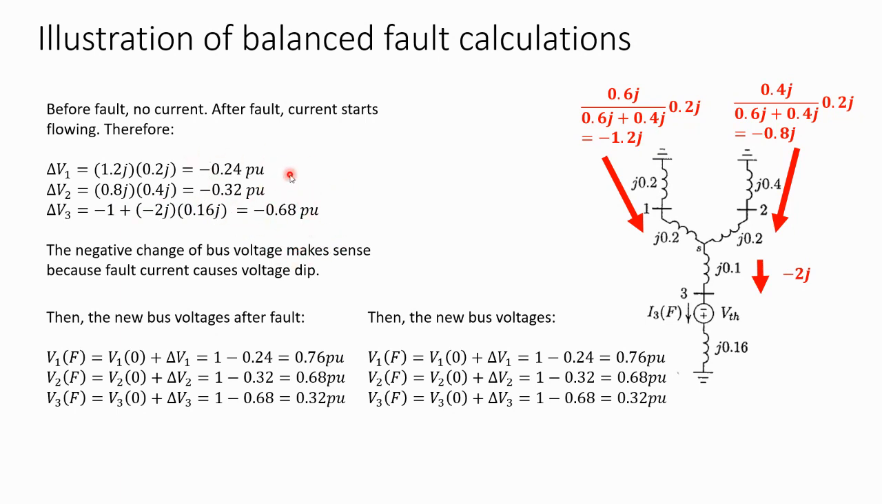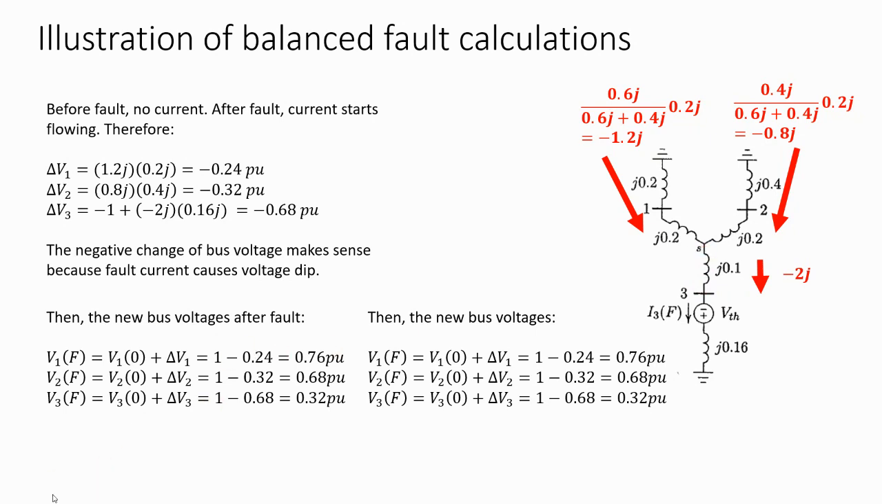The negative value makes sense because when you have a fault or short circuit, you will have an inrush of current flowing into the ground, and that will cause a voltage dip in your buses. This phenomenon is similar to having a blackout at your house. The reason you have a blackout is because the voltage in your house has dropped from 240 volt to 0 volt due to short circuit. So the same applies here. You have a negative change of voltage. It makes sense because you now have a three-phase balanced fault at bus 3.